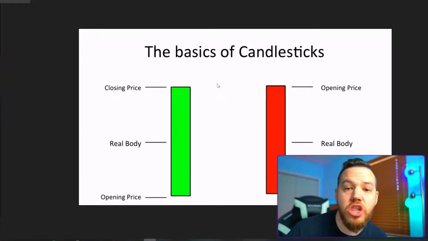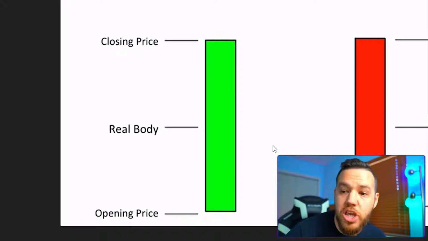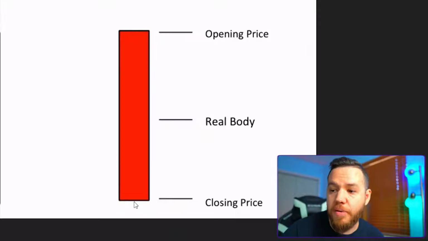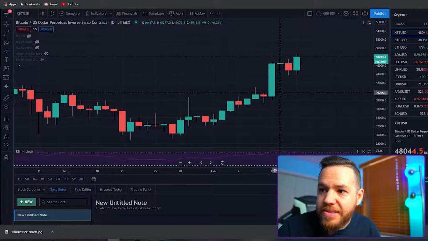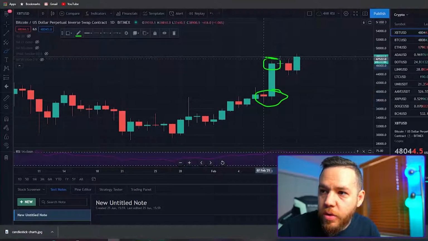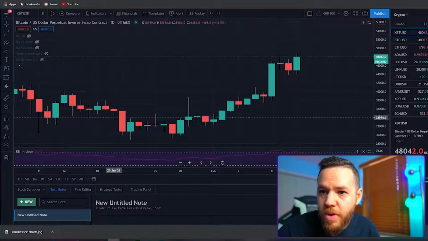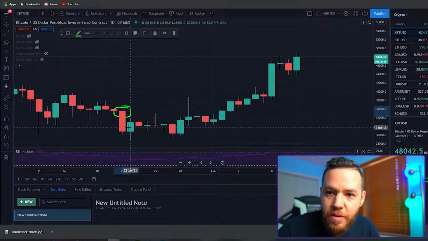So when looking at bullish and bearish candles, it's also important to know on which side of the candle the price opened and on which side it closed. So on a bullish candle, the opening price is always at the bottom. The closing price is always at the top. On a bearish candle, it's the opposite. The opening price is at the top. The closing price is at the bottom. So because this one is bullish, it's green, that means that the price opened down here and closed up here. Because this one is red, right? Both of these are red.